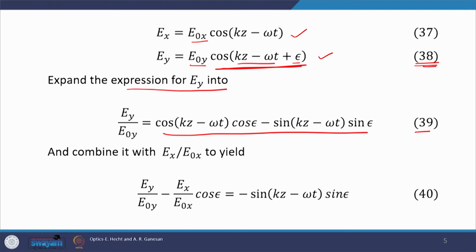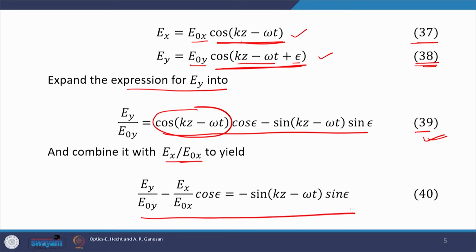Let us also include the expression of Ex. How to include it? We know that from equation number 37, Ex is equal to E naught x cos of kz minus omega t. Now, cos of kz minus omega t in equation number 39 can be replaced by Ex by E naught x. Let us replace cos of kz minus omega t by Ex by E naught x. Then this gives us equation number 40. This got a bit simplified.